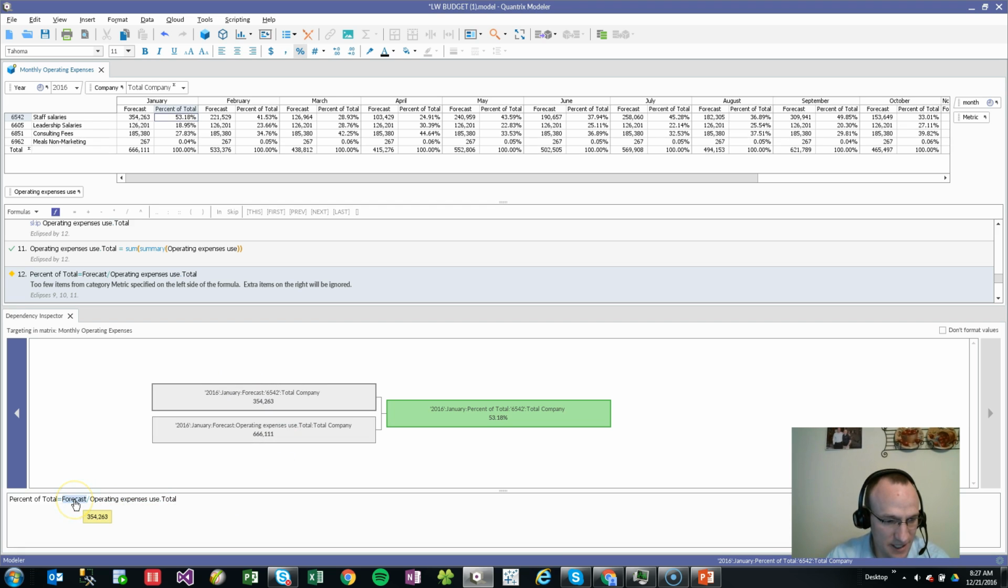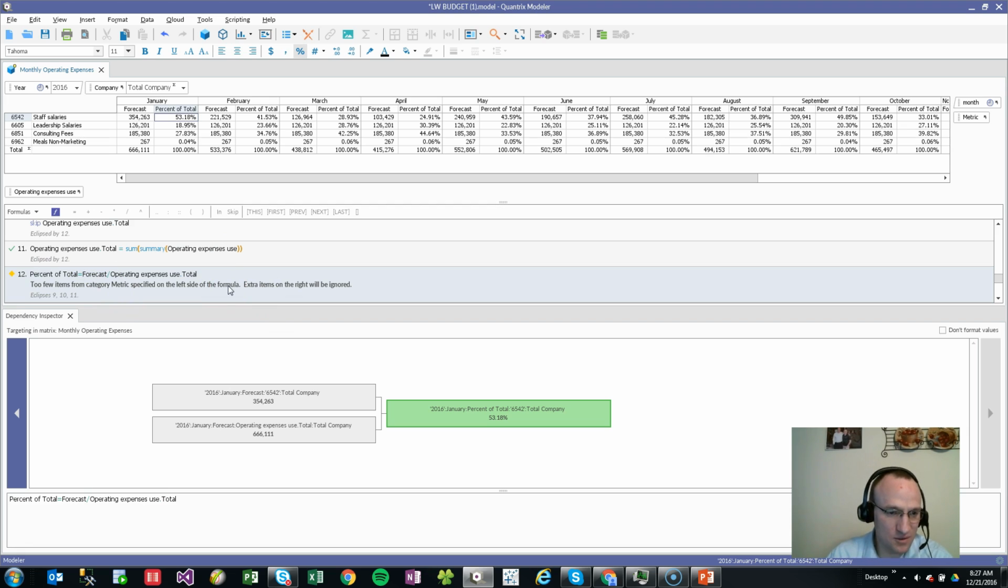And what I'm seeing here is, it's taken the forecast, which is 354,263, which is correct, and I want to divide it by 666,111. So if I go ahead and look at that again, I'm seeing 666,111. So it's doing exactly what I want it to do. So, what's the deal? Why can't this just work?